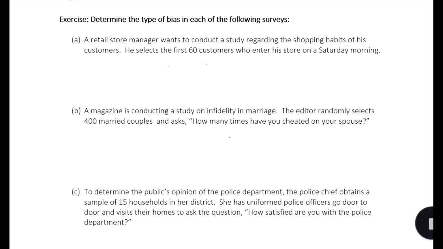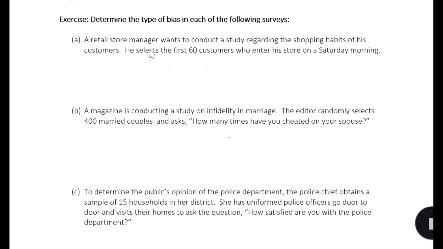Okay, so we're going to do these exercises here. A retail store manager wants to conduct a study regarding the shopping habits of his customers. He selects the first 60 customers who enter his store on a Saturday morning. So when you look at this, you want to ask yourself: do the people who shop on Saturday morning have all the same characteristics of people who shop throughout the week? Could employing a sampling method make the sample more representative of the population? For example, maybe a systematic sampling throughout the week. Every 20th person who goes to the shop, you ask that person about their shopping habits, etc.